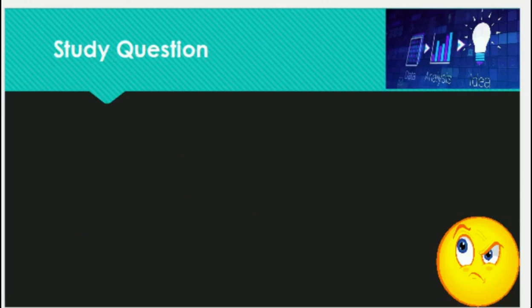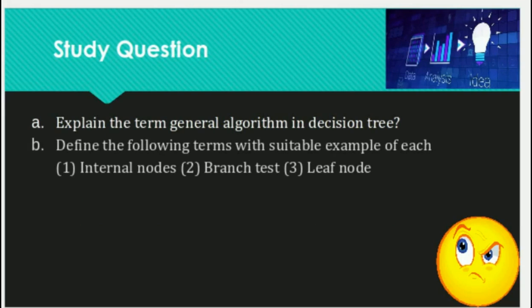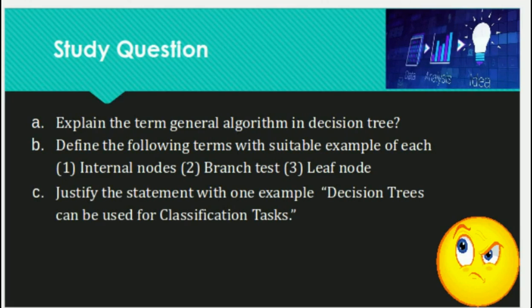Next, we will see study questions. Explain the term general algorithm in decision tree. Second question, define the following terms with a suitable example of each: first is internal node, second is branch test, and third is leaf node. One more question you have to solve. Justify the statement with one suitable example that decision tree can be used for classification task. You have to solve these questions and upload them to our Google Classroom.